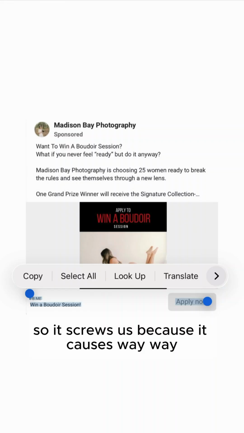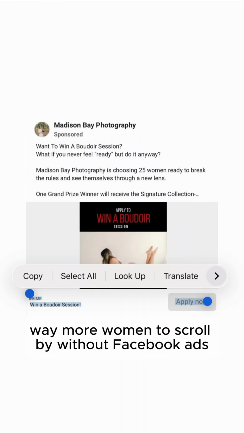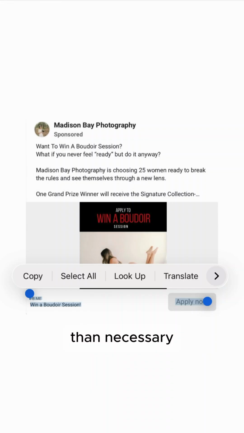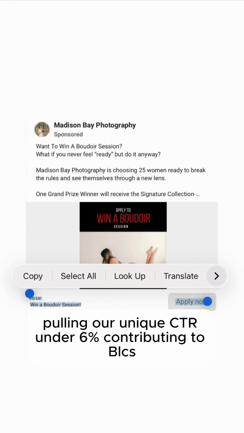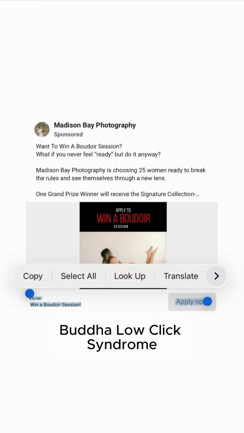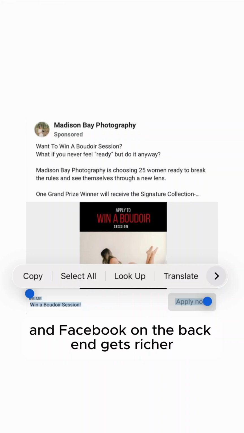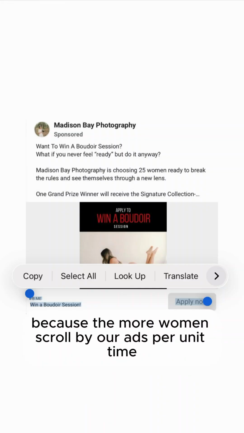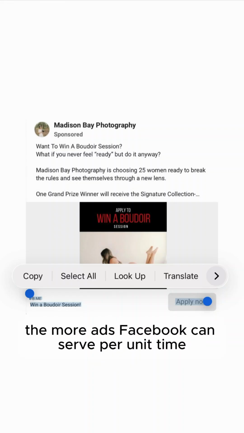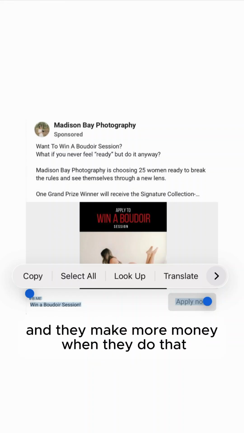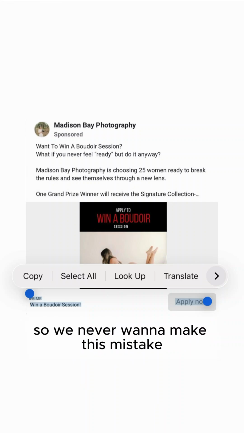So it screws us because it causes way more women to scroll by our Boudoir Facebook ads than necessary, pulling our unique CTR under 6%, contributing to BLCS, Boudoir low click syndrome. And Facebook on the back end gets richer because the more women scroll by our ads per unit time, the more ads Facebook can serve per unit time, and they make more money when they do that. So we never want to make this mistake.